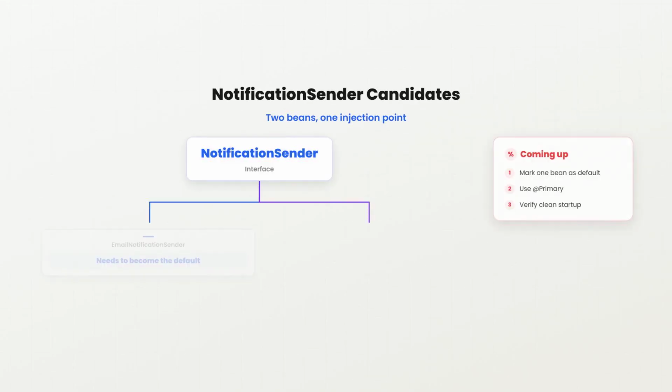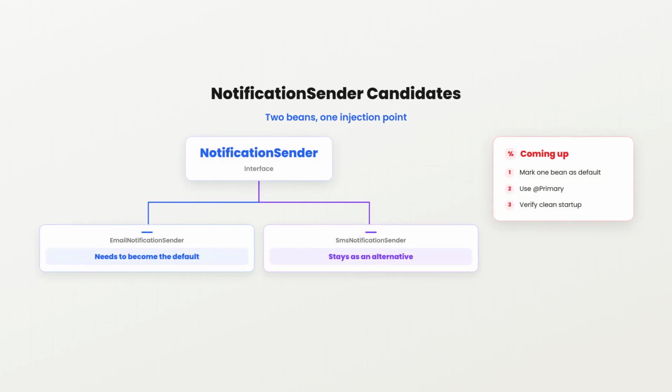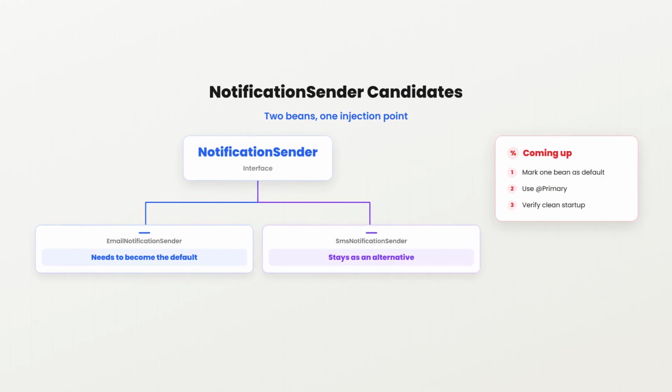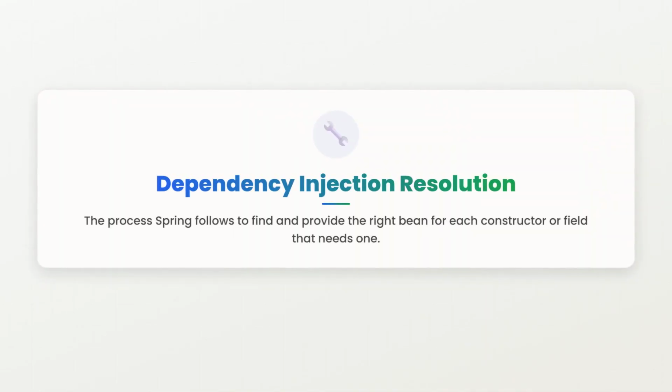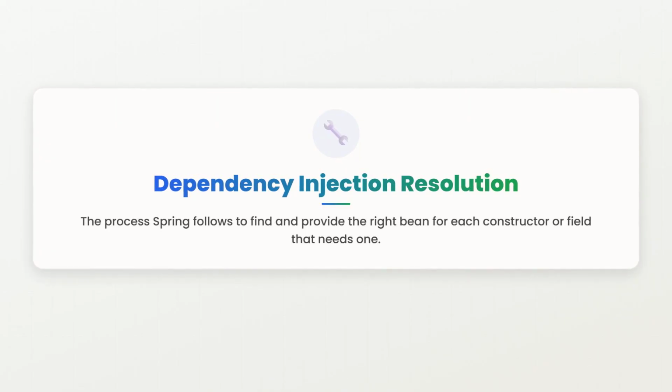To fix this, Spring needs a way to know which implementation should win by default. That's exactly what we'll set up next. Before adding any fix, it helps to understand exactly what Spring is doing when it wires up a dependency.